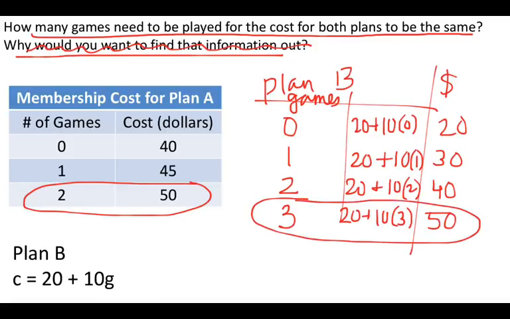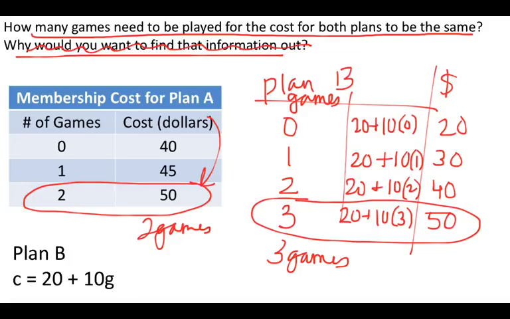I spent $50 on plan A and I've gotten 2 games. $50 on plan B, I've gotten 3 games. So how many games need to be played for the cost to be the same? With plan A, it's 2. With plan B, it's 3. So at this point for plan A, I've spent $50 and I've only gotten 2 games. On plan B, I spent $50 and I got 3 games. So far, plan B is a little bit better. Would you agree?